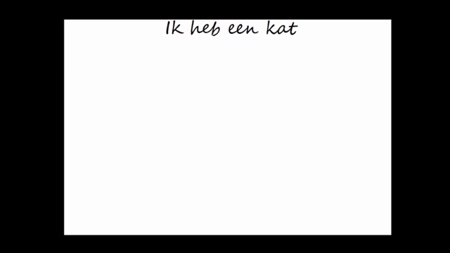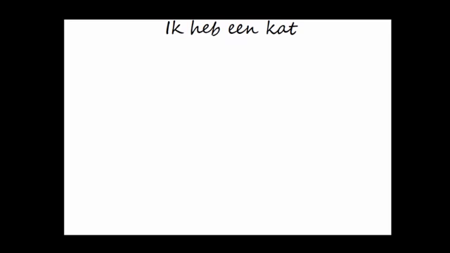Here is a sentence in Dutch language. It goes like this. Ik heb een kat. So for sure you can translate ik heb. We have seen it just before. Ik heb. And then we have een kat. So, ik heb een kat. I have a cat.